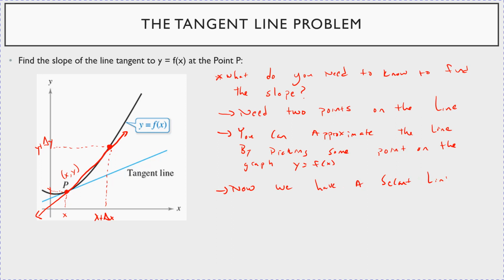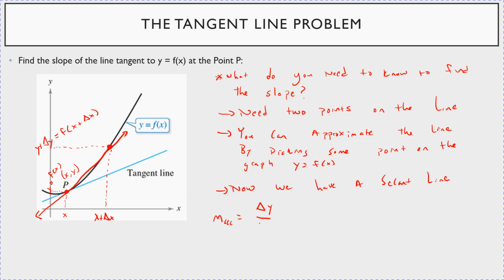And this y value is equal to f of x. And this y plus delta y, this change in y here, is equal to f of x plus delta x. Okay? So here's the thing. I've got this line, and I'm saying this line is going to be an approximation for this blue line. So the slope of this new secant line, we'll call it m_sec for slope of secant line, is change in y over change in x.